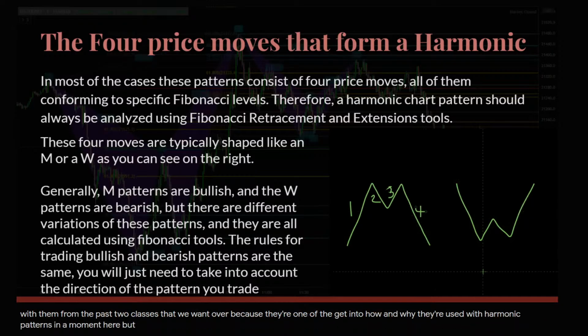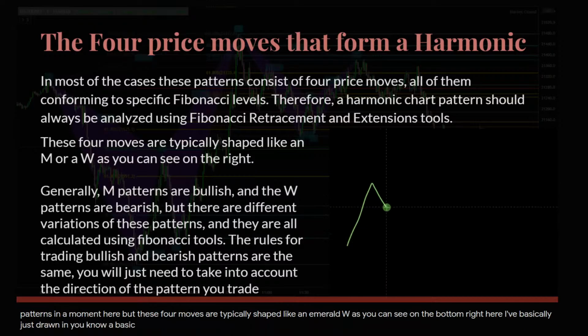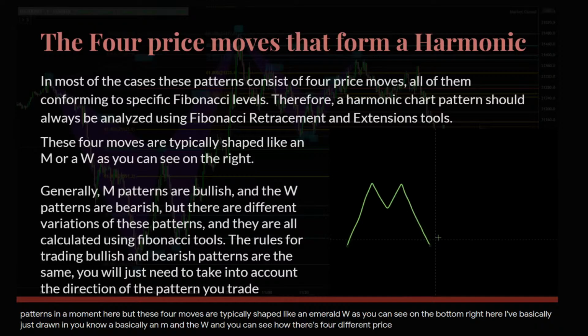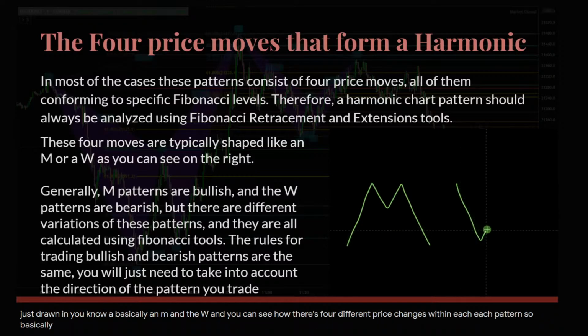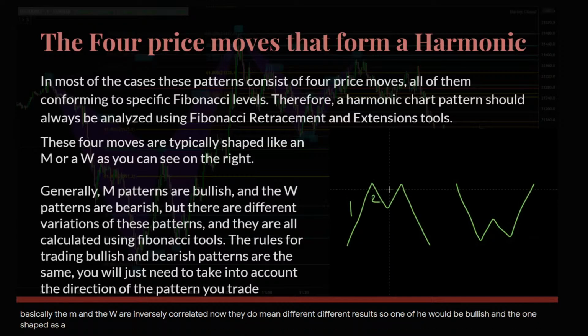But these four moves are typically shaped like an M or a W, as you can see on the bottom right here. I've basically just drawn in an M and a W, and you can see how there's four different price changes within each pattern. So basically the M and the W are inversely correlated. Now they do mean different results. So one of them shaped as an M generally would be bullish, and the one shaped as a W would generally be bearish.